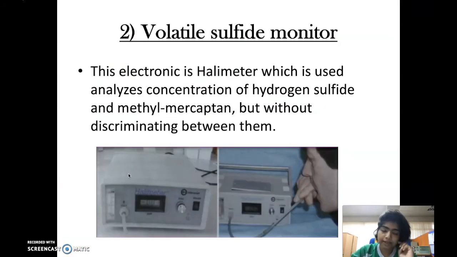So the second test is the volatile sulfide monitor. This electronic device is called the Halimeter. It's a portable sulfide meter which is used to analyze the concentration of hydrogen sulfide and methyl mercaptan, but without discriminating between them. The sulfide meter uses a voltammetric sensor that generates a signal when exposed to sulfur-containing gases.